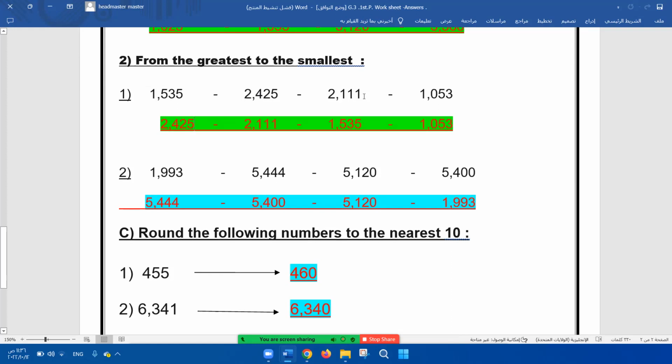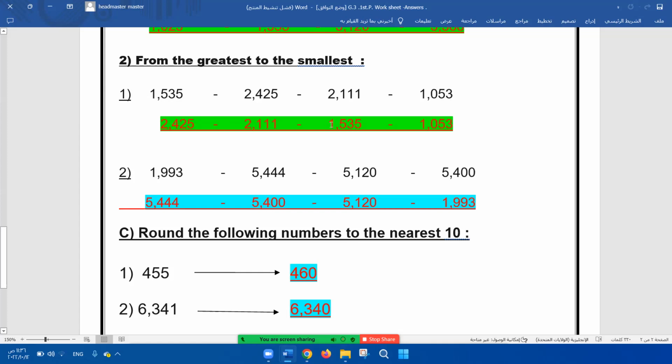Directly put the next digit, which is 2,111. Then we are confused now. We have 2 numbers that have 1 in the thousands place. Yes, but one of them has 1 and then 0, and the other has 1 and then 5. Which is bigger? The bigger one is 1,535 because it's 1 and 5, and the other number has 1 and 0.